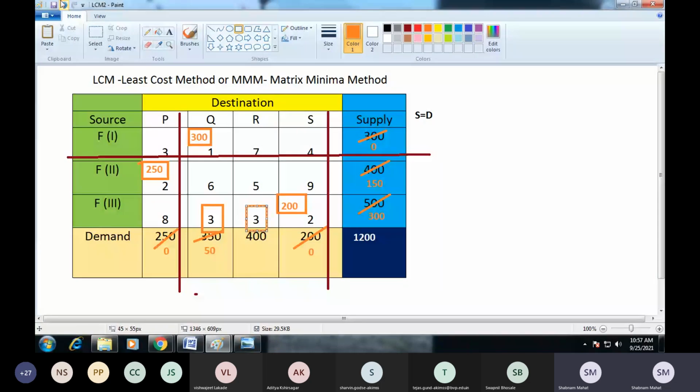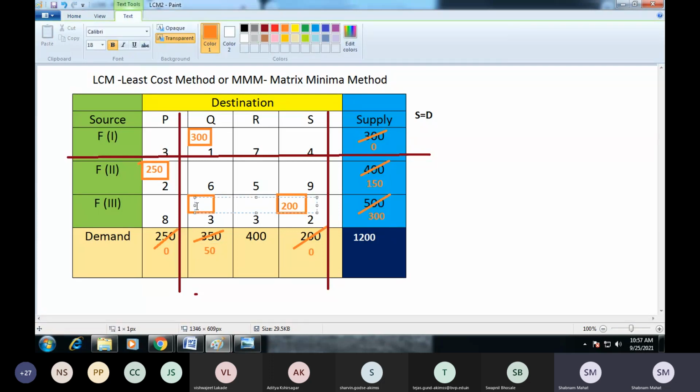If you select this cell, it is also okay. If you select this cell, it is also okay. So any cell you can select. Suppose I select my first cell, and check the demand and the supply. Demand is for 50 units and supply available is 300 units. So out of those 300 units, I can provide the demand of 50 units.